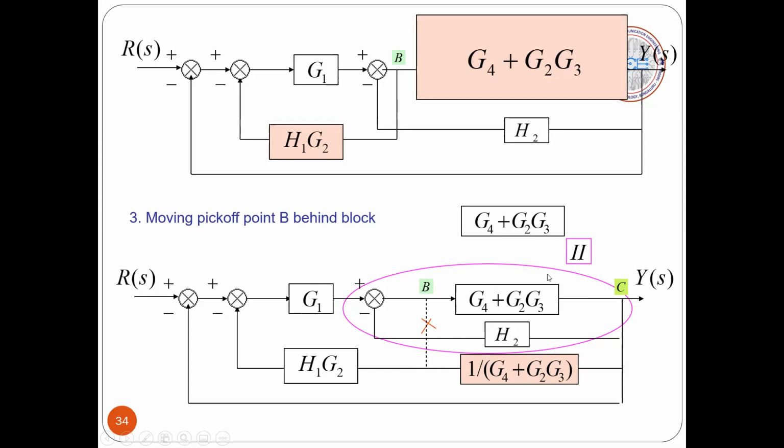We have a standard formula for this. If I take the forward path gain as G and the feedback path gain as H, we can simplify this purple ellipse into one single block, that is G divided by 1 plus G into H. That is one standard formula which we have learned, and we can use it to simplify.